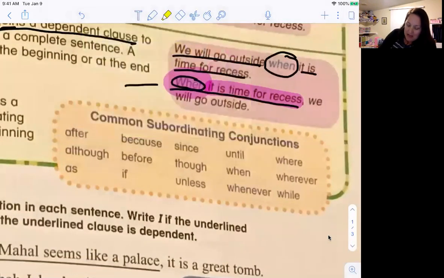So, some common subordinating conjunctions: after, although, as, because, before, if, since, though, unless, until, when, whenever, where, wherever, while. Those are some common subordinating conjunctions. And I know you guys know a little chant for that. So see if you can remember it when we meet together. I want you to see if you can tell me that little chant for subordinating conjunctions.